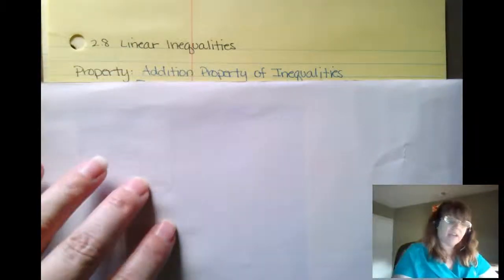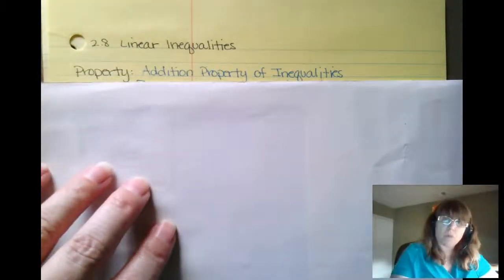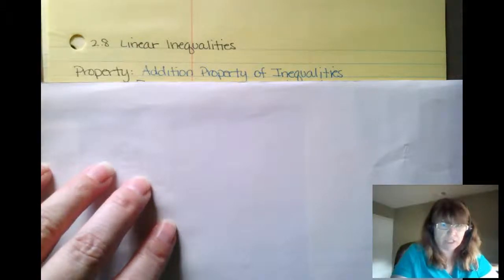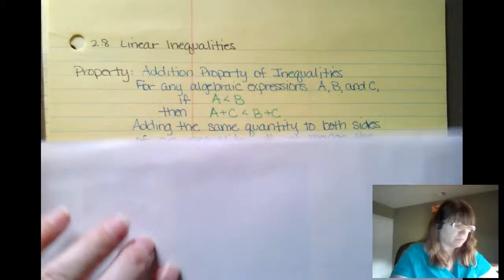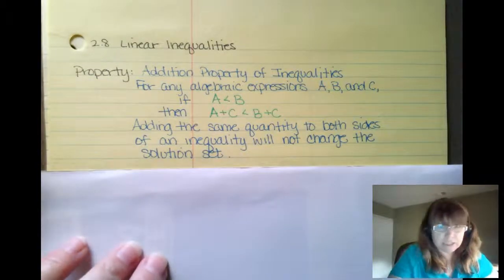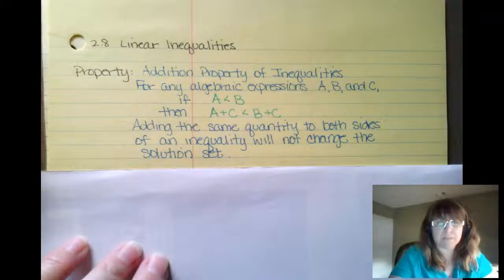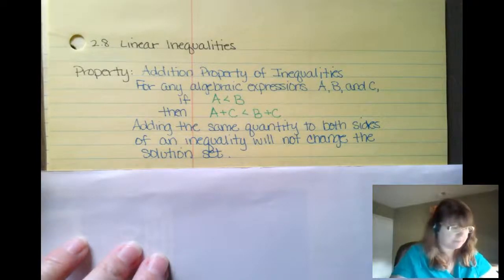When we had our equality, we had an addition property of equality, and we now have an addition property of inequalities. For any algebraic expressions A, B, and C, if A is less than B, then if you add the same amount to each side, it is still a true statement. So A plus C is still less than B plus C. So adding the same quantity to each side of an inequality will not change the solution set.